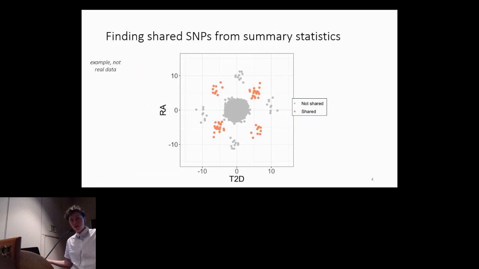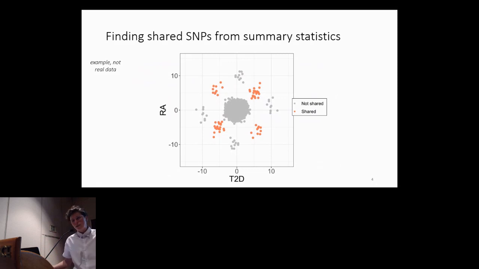But how would we do this from GWAS summary statistics? First I want to say that it would be really nice if we can do this with GWAS summary statistics because they can be publicly shared. They're not privacy sensitive anymore. And nowadays we have an abundance of them available in public databases.